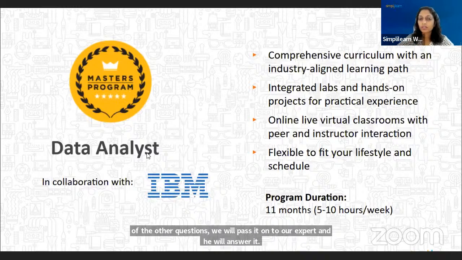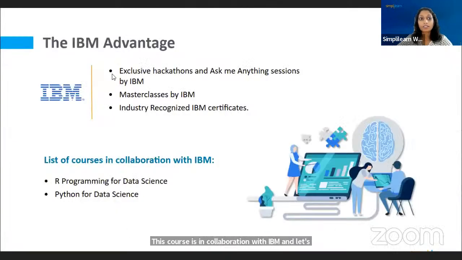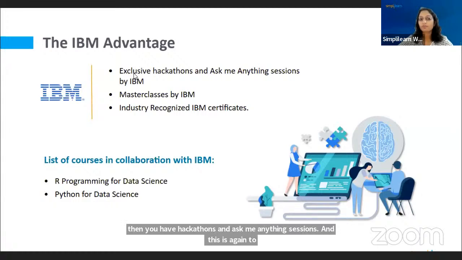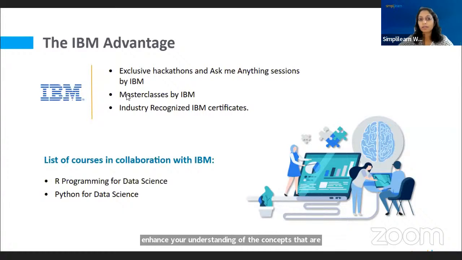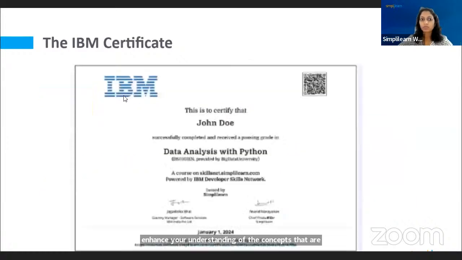Right? So this course is in collaboration with IBM, and let's understand how IBM is involved. Along with the modules that you have, R programming and Python, you get electives such as industry masterclasses conducted by experts from IBM. You also get certificates for these courses from IBM because you've completed them, right? And then you have hackathons and Ask Me Anything sessions. And this is again to enhance your understanding of the concepts that are taught, right? So that is how IBM is involved. And you can check this out in the course curriculum as well. So this is the certificate that I was mentioning.